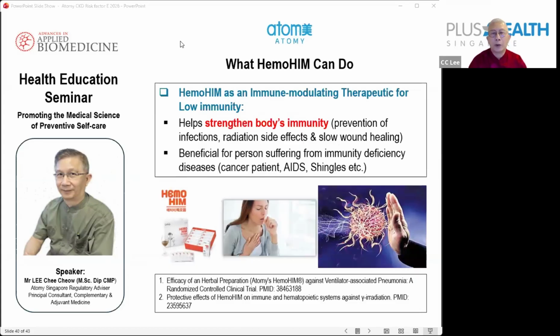Another function that hemohin can do is that hemohin is an immune modulating therapeutic for low immunity. Hemohin helps strengthen the body's immunity, so prevention of infections, and radiation side effects. Like we mentioned earlier, the original purpose of hemohin development is actually to prevent radiation side effects and slow wound healing. These are all immunity functions. It is beneficial for persons suffering from immunity deficiency diseases like cancer patients, AIDS patients, and similar conditions.